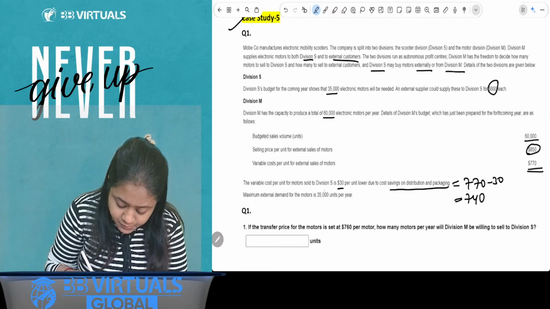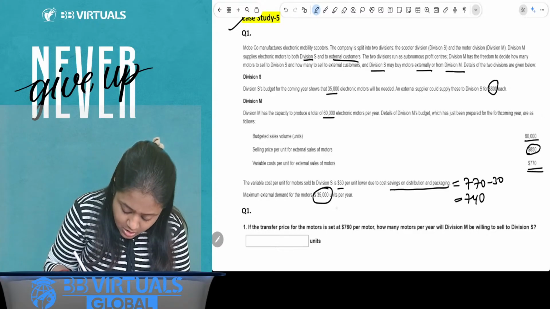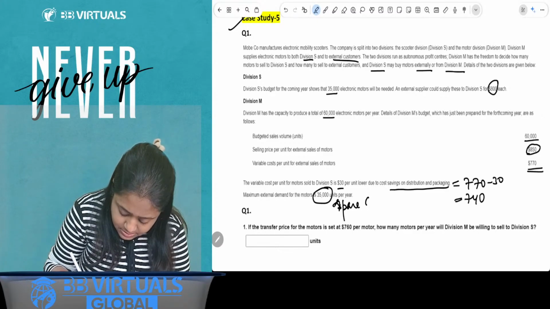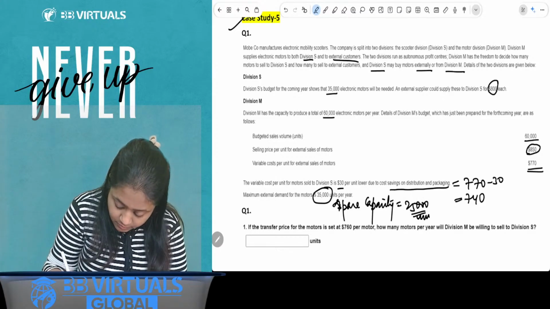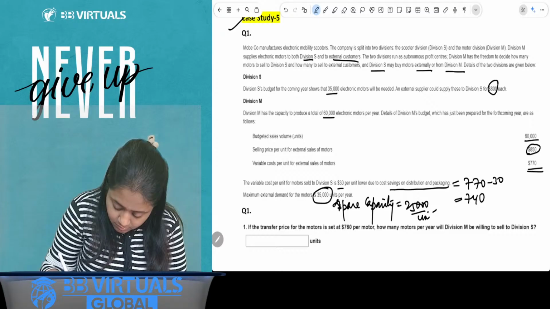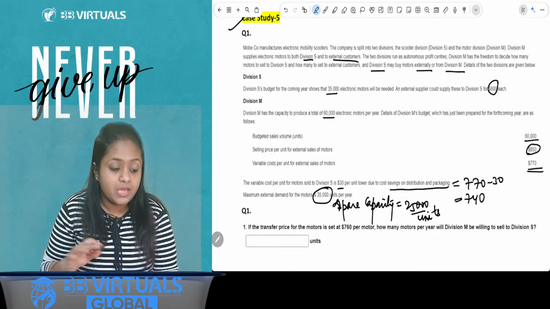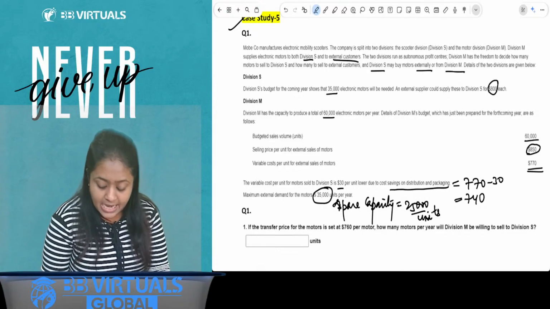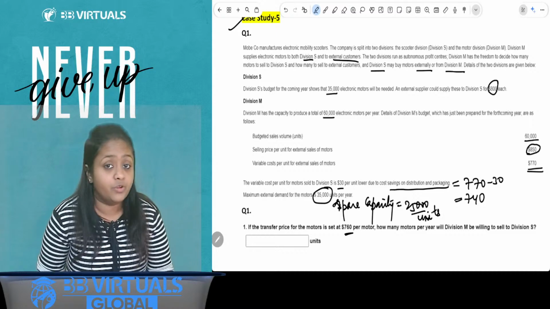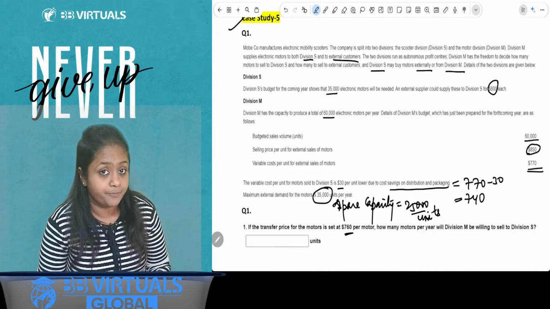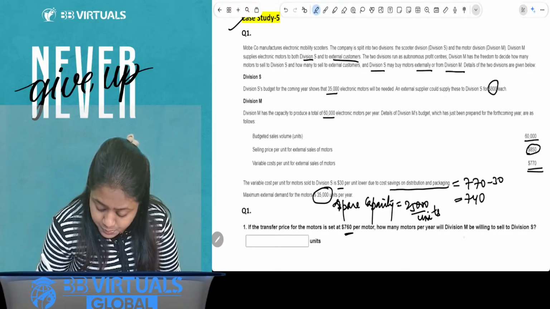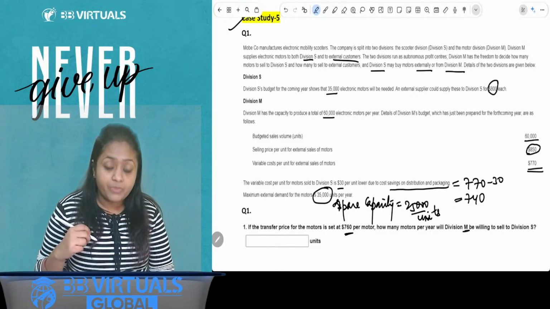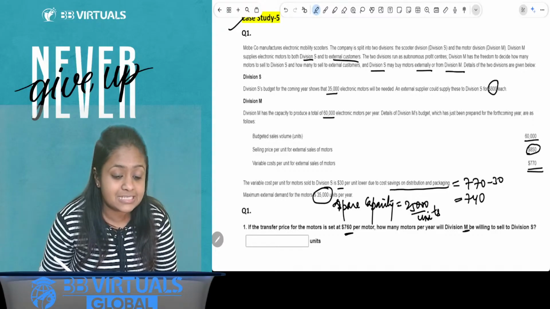Maximum external demand for the motor is only 35,000. So there is a spare capacity of 60 minus 35, 25,000 units. Okay, so there is a spare capacity of 25,000 units. The transfer price per motor is set at 760 per motor. If the transfer price is 760 per motor, then how many motors per year will Division M be willing to sell?